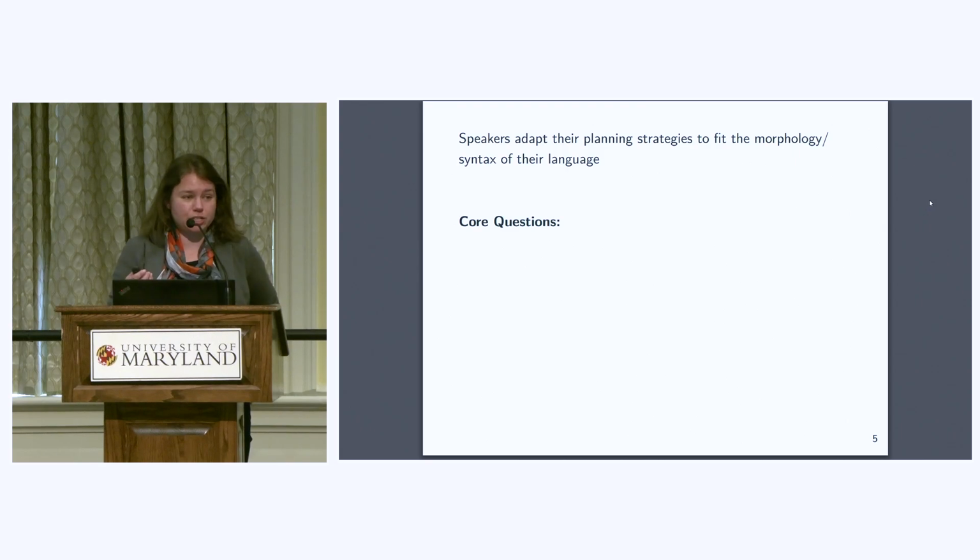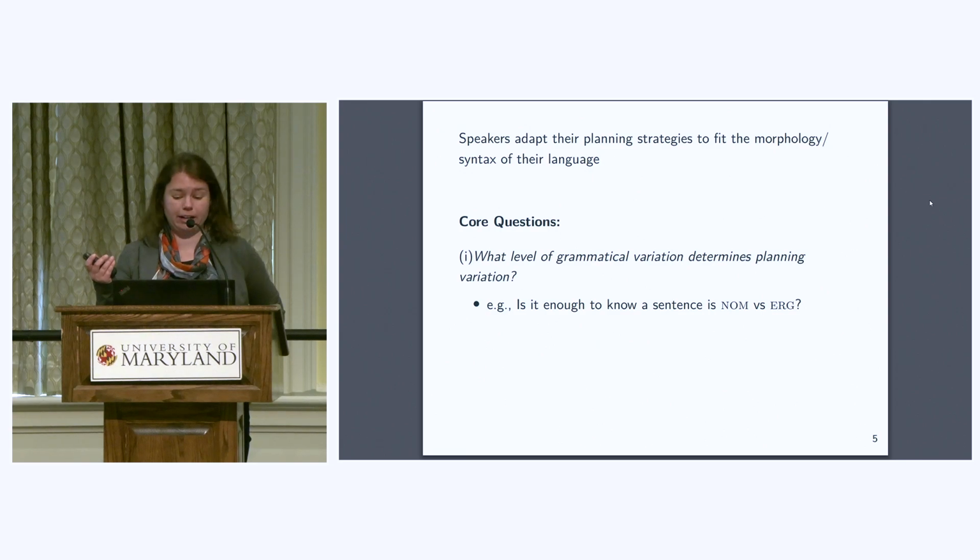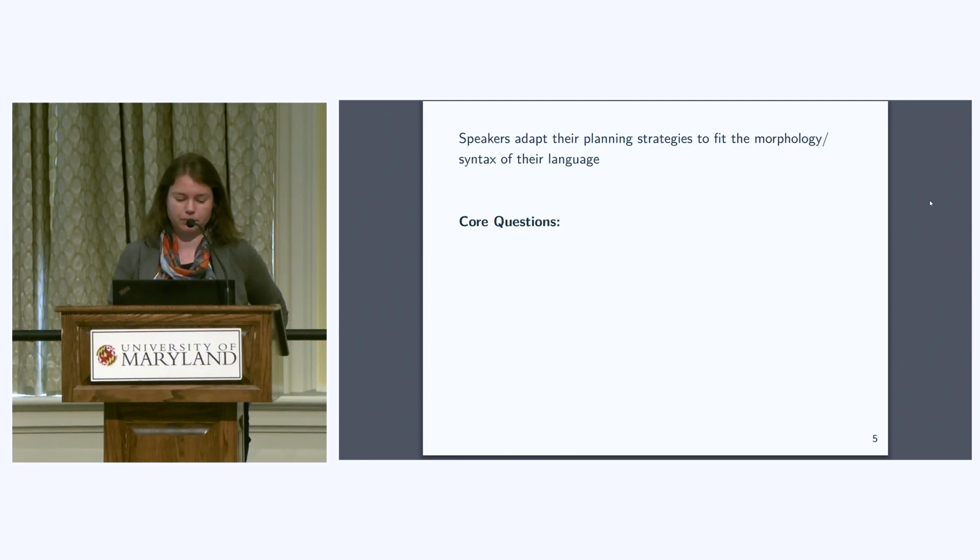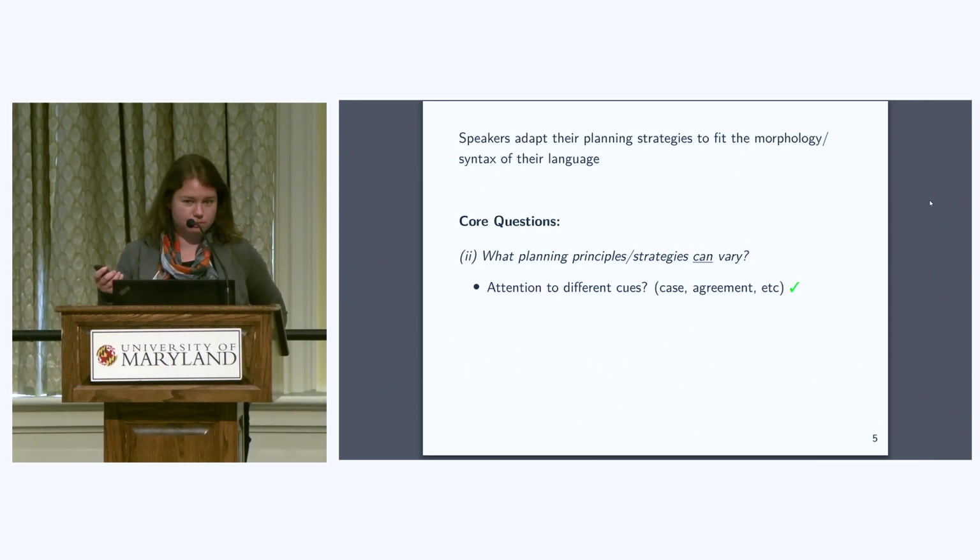So some core questions, if you're considering that, would be things like, what level of grammatical variation determines planning variation? Is it enough to know that a sentence is a nominative versus an ergative style sentence? Or do we need to know some more specifics for this particular language? And a second question might be, what planning principles and strategies can vary? Attention to different cues? Almost certainly, right? I mean, if you are in a language that doesn't have case, it doesn't make sense to spend a lot of energy looking for it. So you're just not going to pay attention to trying to find case.